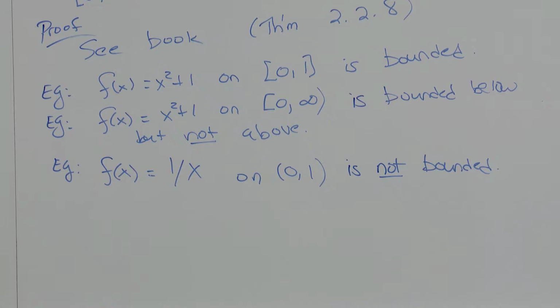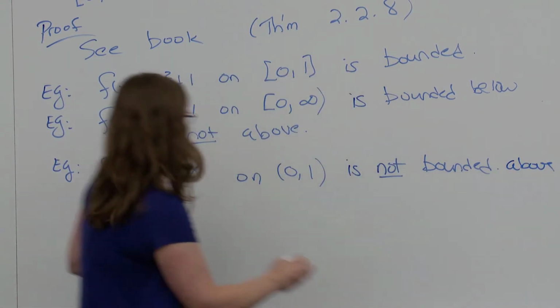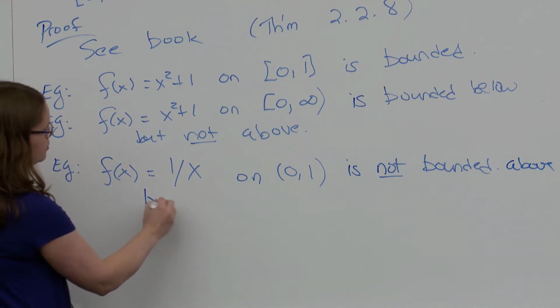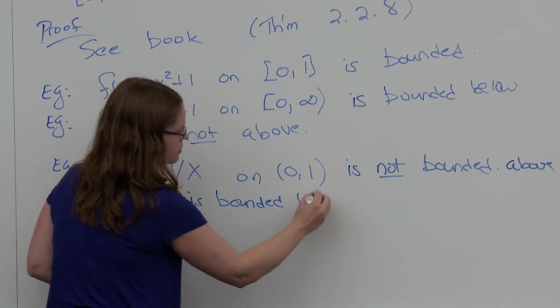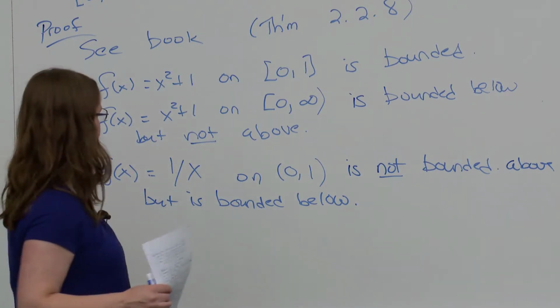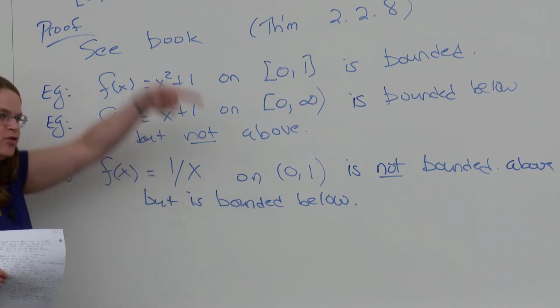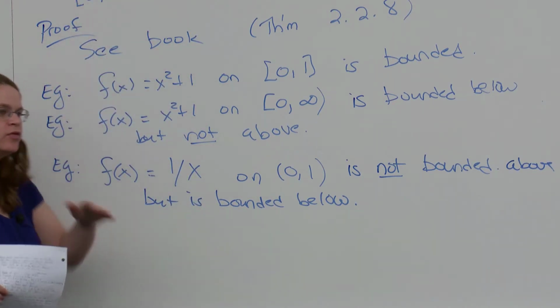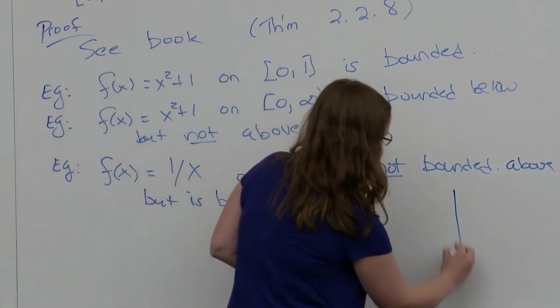It is bounded below. So it is bounded. It is not bounded above, but is bounded below. Shouldn't it be the other way around? Well, as x goes to 0 from the positive side, this is going to approach positive infinity, right? So this thing is going to get arbitrarily large. We can sketch it.